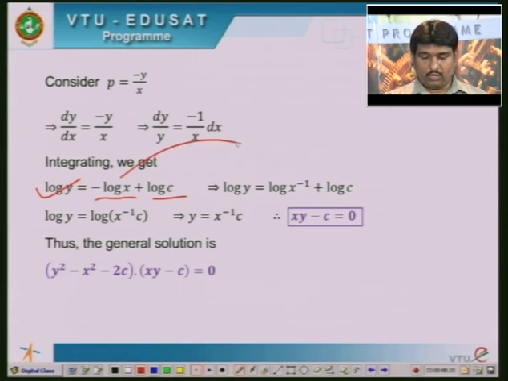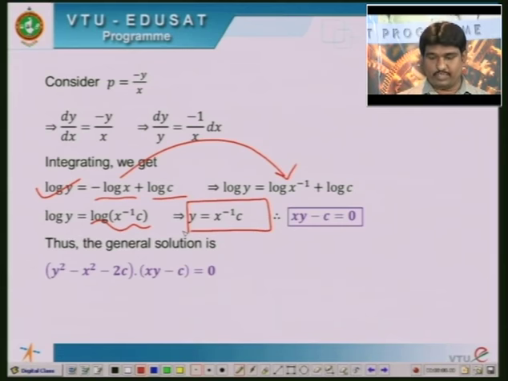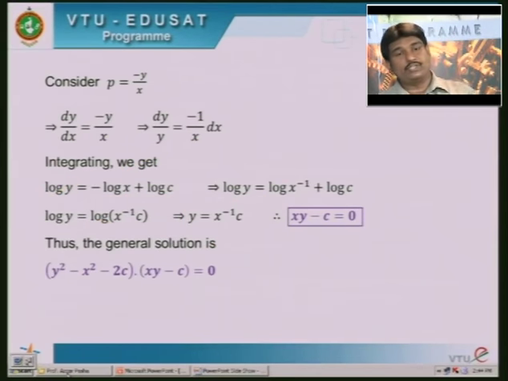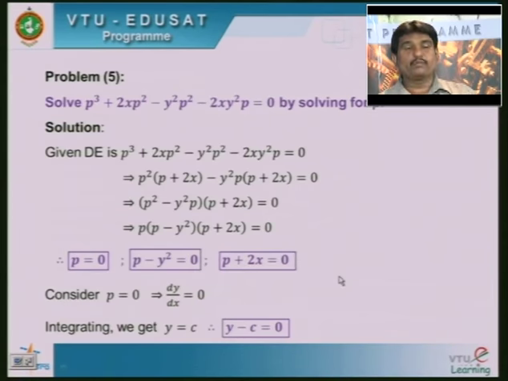We can write minus log x as log of x to the power of minus 1, plus log c as it is. Now, using properties of logarithms, log a plus log b is log of ab. Therefore, y equals x to the power of minus 1 into c, which is nothing but xy minus c equals 0. Therefore, the general solution of the given differential equation is y square minus x square minus 2c into xy minus c equals 0.